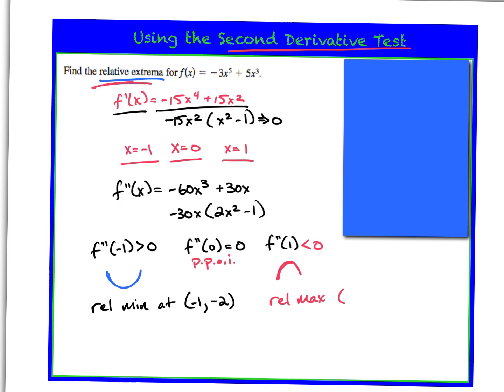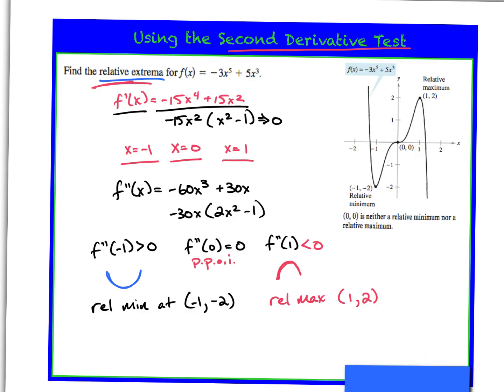So it's a relative max at 1 comma something. And so we substitute it back in. And so we get a relative max at what? 1 comma 2. So when we look at the graph, this should totally make sense to us.